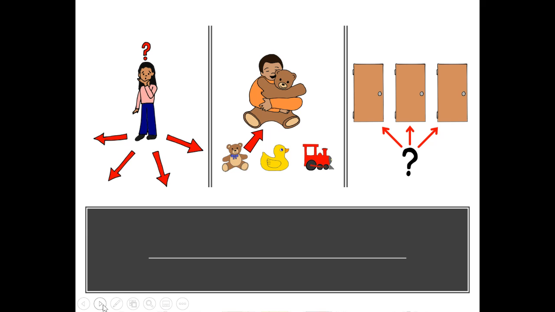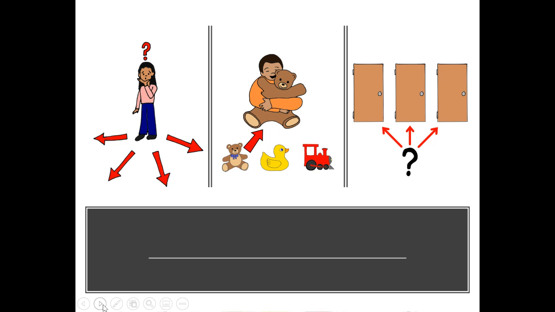Well, in the first picture, it looks like a girl has many different choices or decisions she has to make of where to go. And in the second picture, it looks like the boy chose his bear over some other toys. In the third picture, I noticed 3 doors. Which one would you choose? So how are these pictures the same or similar?